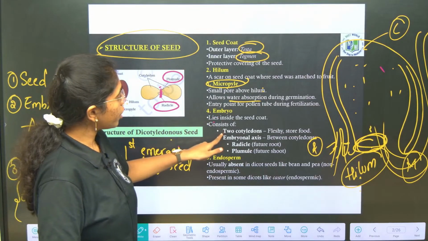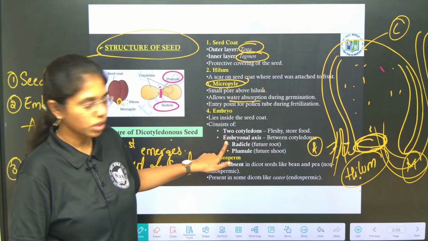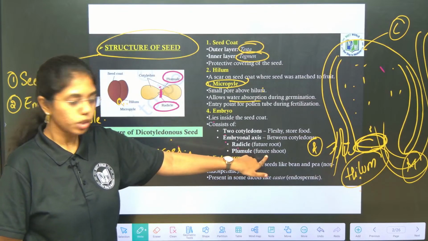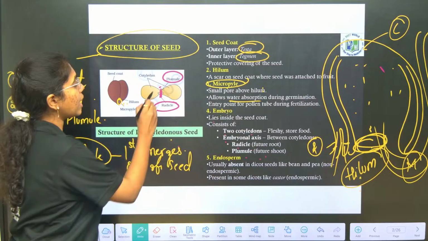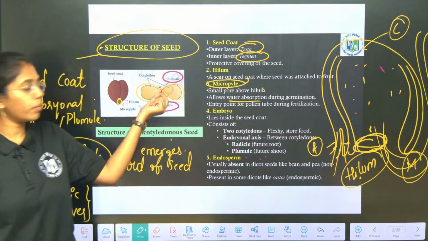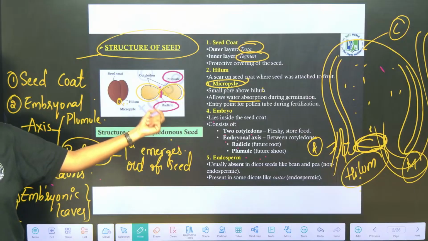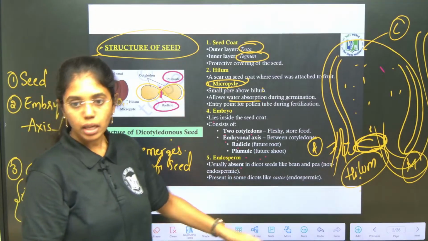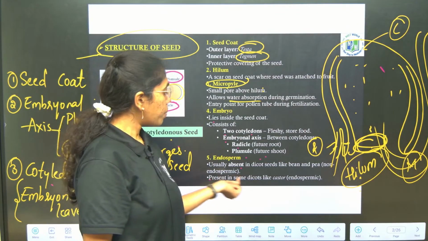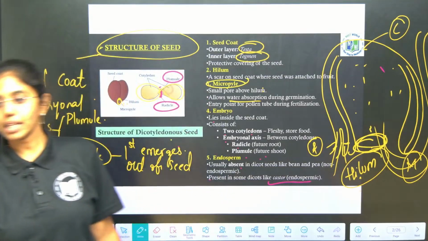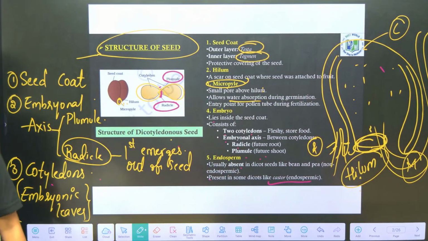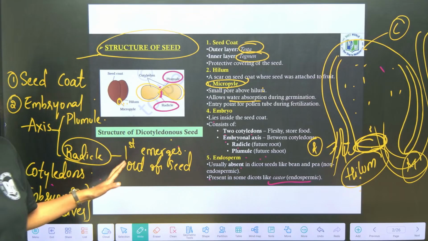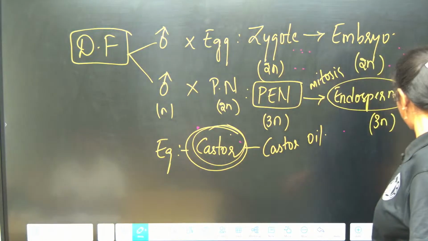Here, the embryo has two cotyledons and an embryonal axis. The embryonal axis's future root is the radicle. Plumule develops to the future shoot. The two cotyledons are fleshy with reserve food material, which provides proper nutrition and nourishment for seed germination. Endosperm is usually absent in dicot seeds like pea and bean, but present in some dicots like castor. These are endospermic seeds. Till here it is clear? Any doubt with the dicot seed? Easy, no? Next we will look into the monocot seed.